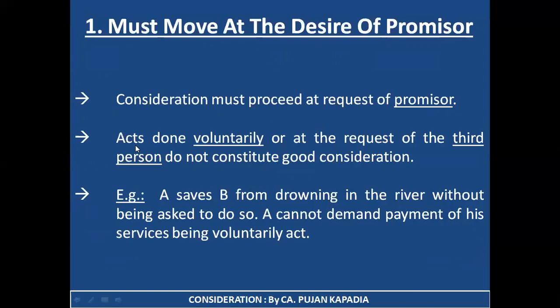Second point is any acts which are done voluntarily, that is, not with any perfect motive, it is just a voluntary part, or at the request of a third person, do not constitute good consideration. So what is the important point over here? To form a good consideration, it is compulsory that it should be coming at the desire of the promiser. If anyone is doing any act which is voluntary or at the request of a third party, then it is not constituting good consideration. Let's take an example over here.